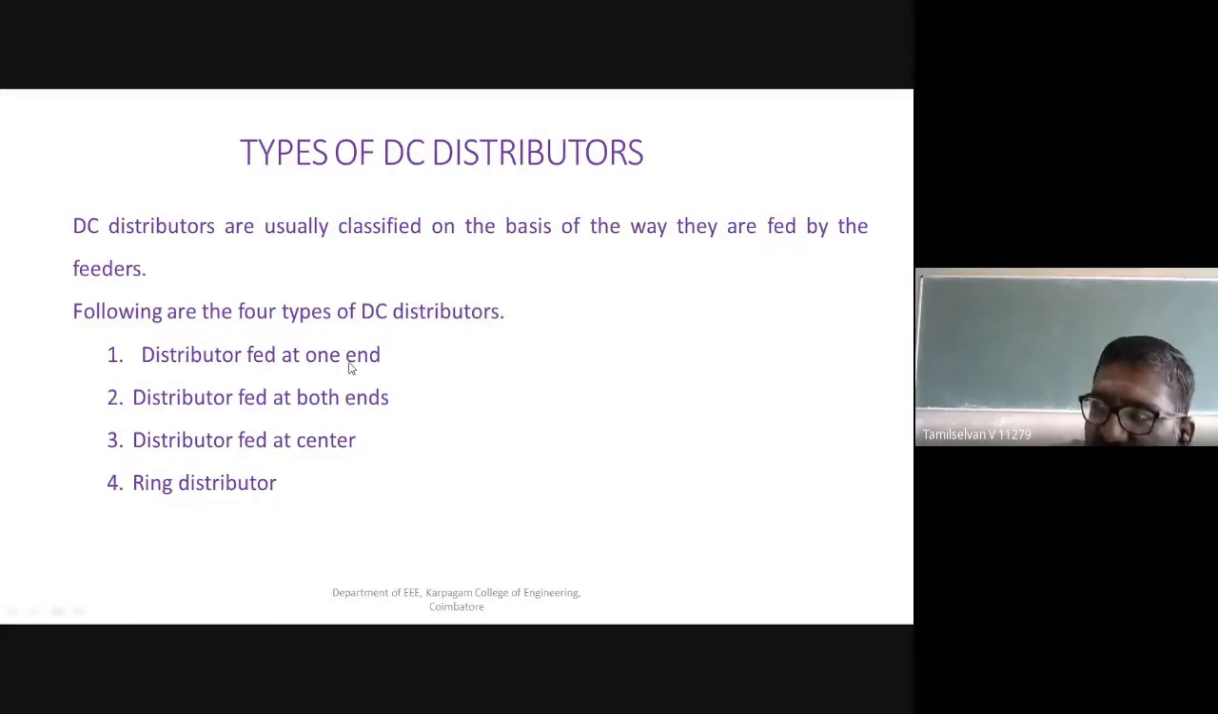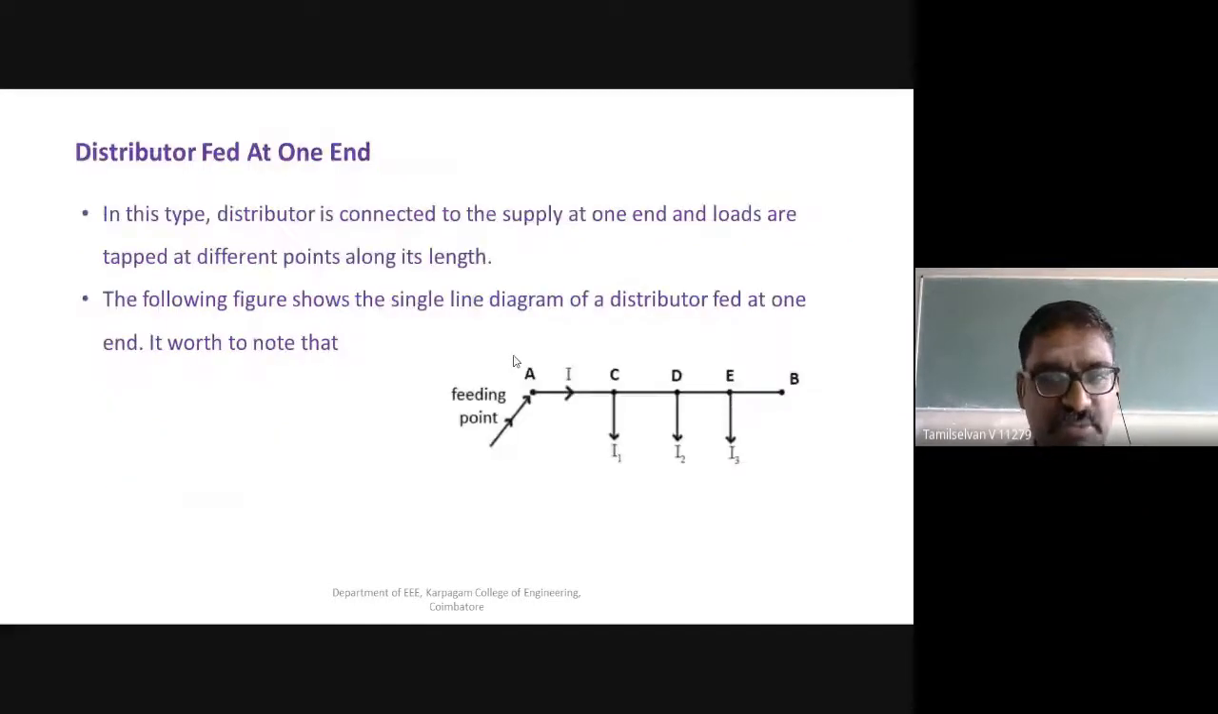When it's fed at one end, the voltage is fed at only one end. Fed at both ends, they may have equal voltages or unequal voltages. Our distributor can also be fed at the center. And the fourth type is our ring distributors.